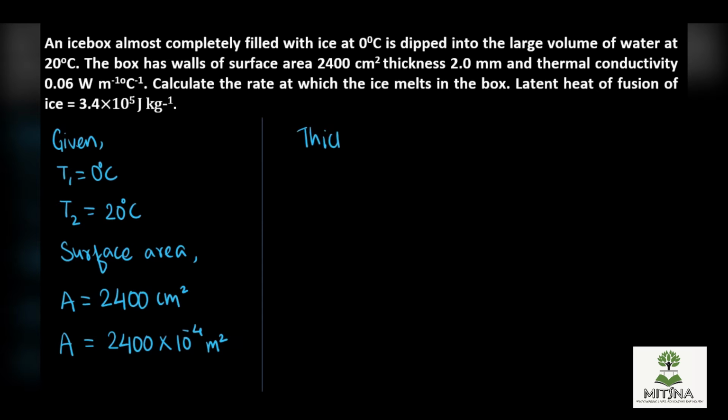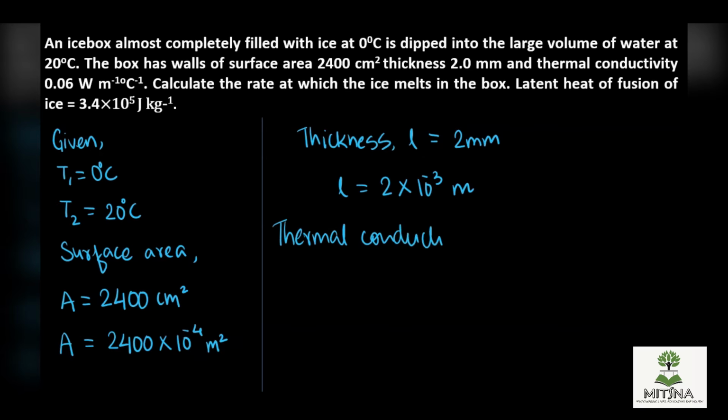We're given the thickness. Let us consider the thickness to be equal to L, and it is given as 2 millimeter. We convert this to SI unit as well, so L will be equal to 2 times 10 to the power minus 3 meter. Next, we have the thermal conductivity. We take the thermal conductivity K equal to 0.06 watt per meter per degree Celsius. Thermal conductivity is basically the ability of a material to conduct heat.